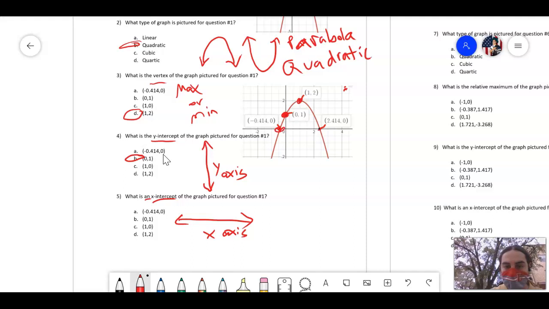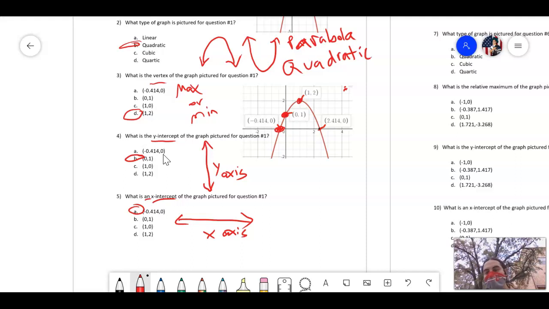Well, I see that this one right here, negative 0.414, 0, is one of my answer choices. Okay. So y-axis crosses the vertical y-axis. X-axis crosses the horizontal x-axis.